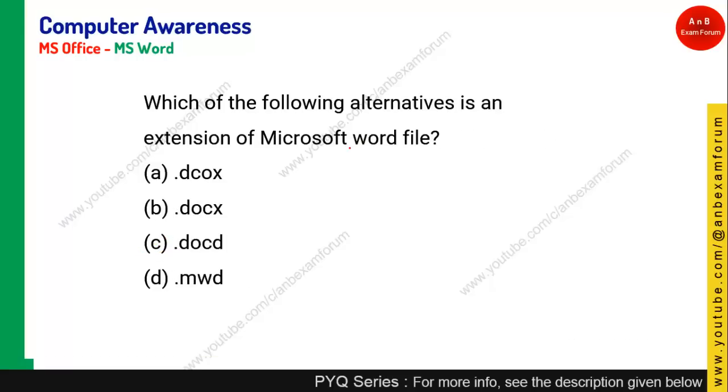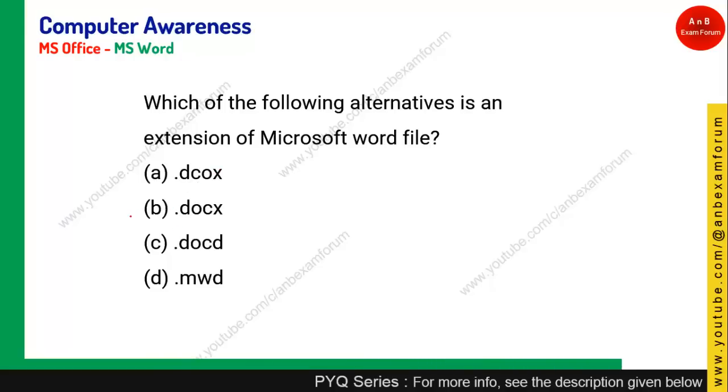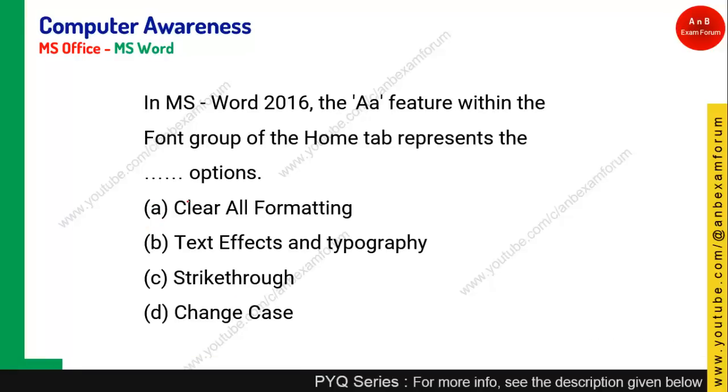Okay, let's see the next question. So Microsoft Word file extension, a very simple one, and we know it is DOCX. Not DCOX or DOCD, MWD. It is DOC. DOC stands for document, X stands for the Microsoft Word file. So option B is the right answer.